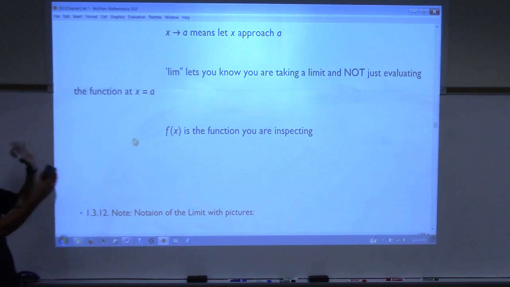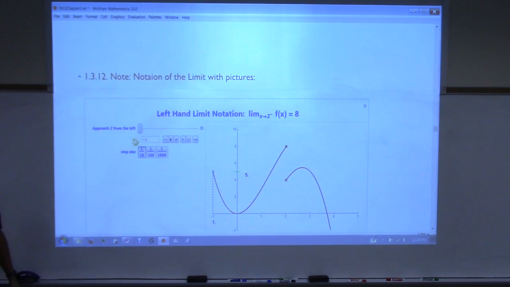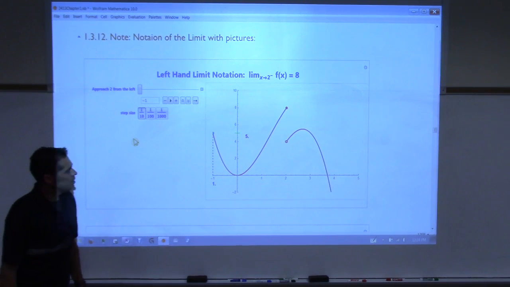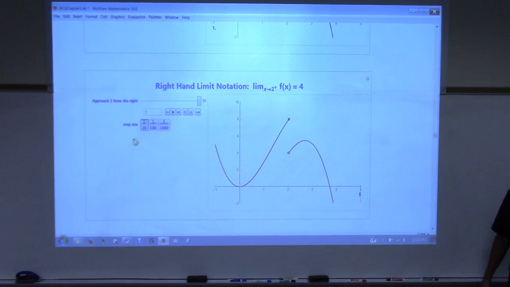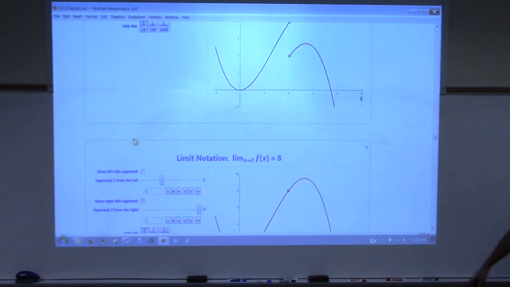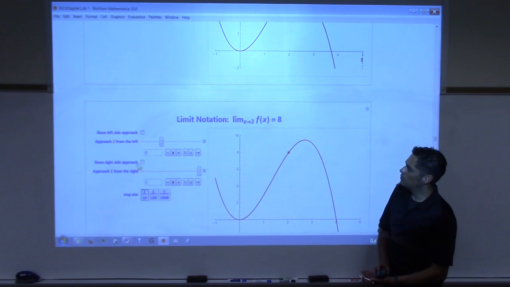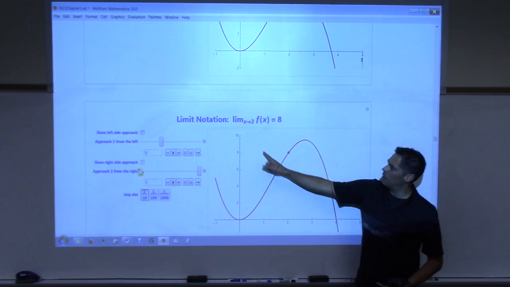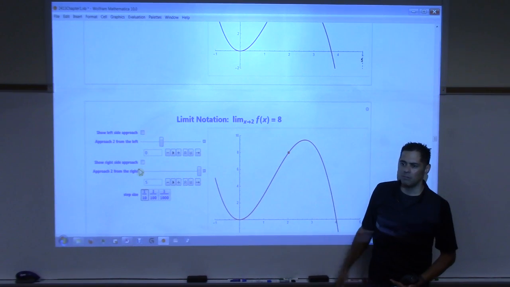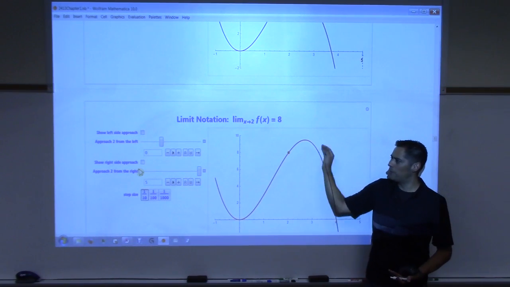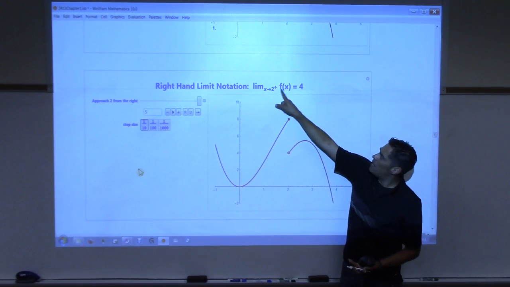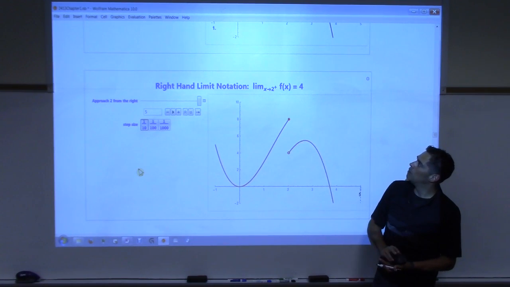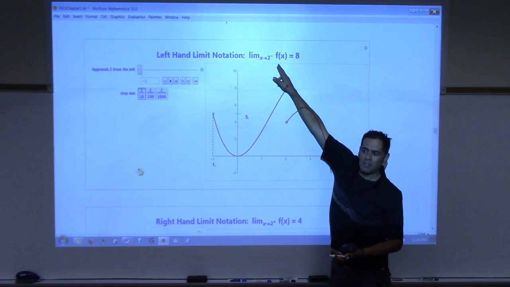I enlarged everything. That's why everything's all jagged. If I put it back to 100%, it'll look cleaner. Let's see if we did that one already. We did that one already. Oh, this was just to show you the notation. Right? See this picture right here? The limit as x approaches 2 of f of x equals 8. That's correct for this picture. From the left, from the right, it's both 8. This one right here, from the right, it's 4, right? From the left, it's 8.